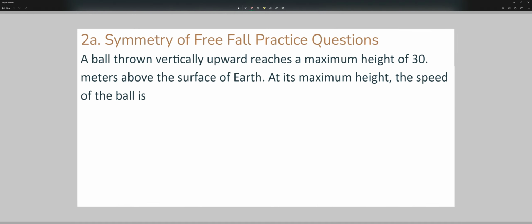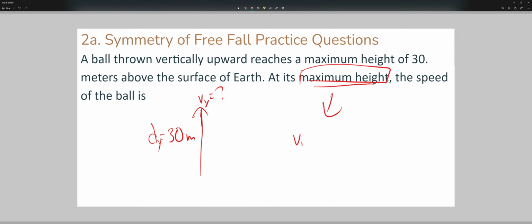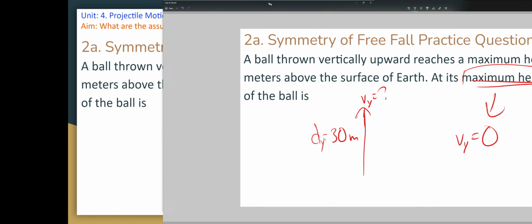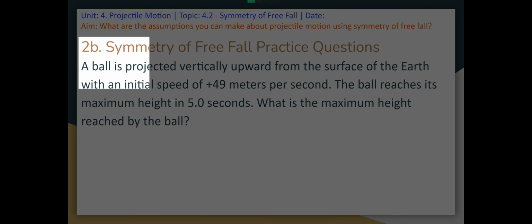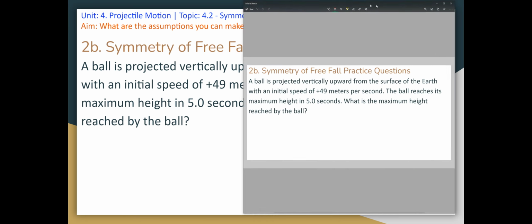A ball thrown vertically upward reaches a max height of 30 meters above the surface of Earth. So my dy here is 30 meters. At its maximum height, what is the speed of the ball? This is an assumption you can make: at your max height, my velocity in the y direction is 0. It has to be.